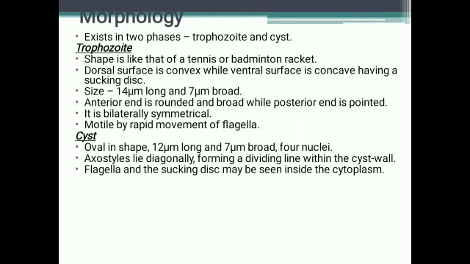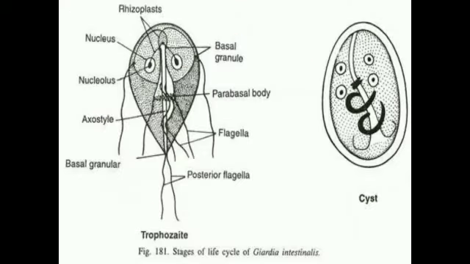Next we have the morphology of Giardia lamblia. It exists in two morphological forms, the trophozoite and the cyst. You can see the picture of the trophozoite and cyst provided here. The trophozoite looks like a tennis racket. Its shape is similar to a tennis racket, or heart shaped or pyriform, and it is rounded anteriorly and pointed posteriorly.